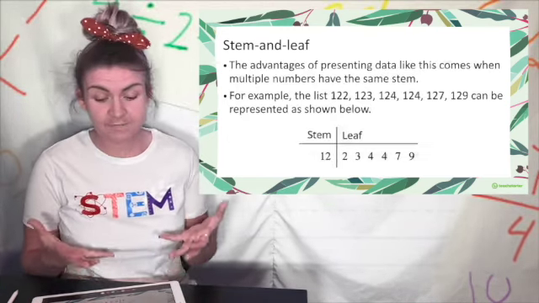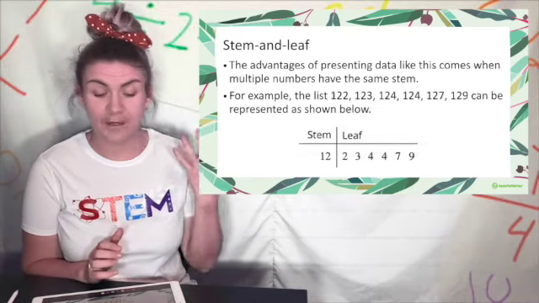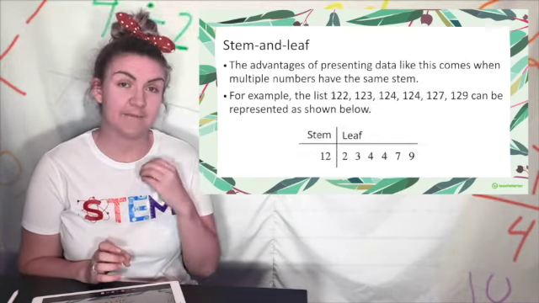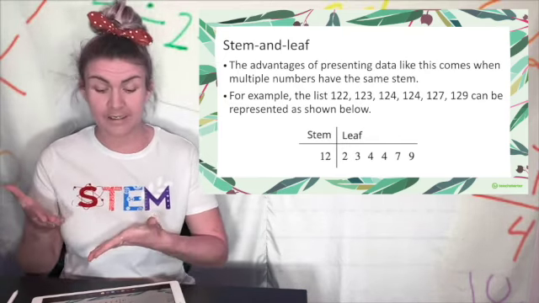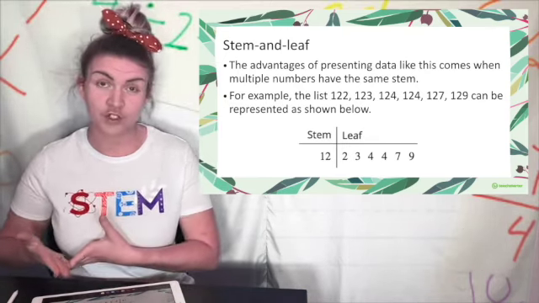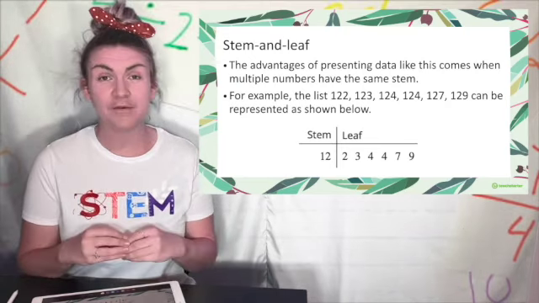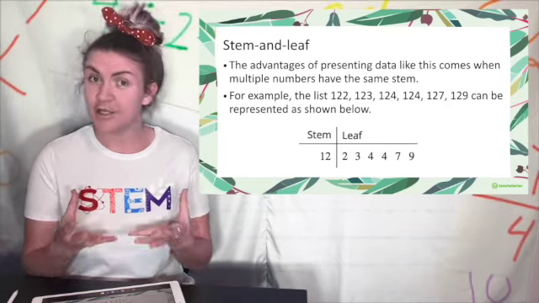The advantages of presenting data like this comes from when we have multiple numbers using the same stem. For example, this list of numbers, 122, 123, 124, 124, 127, 129, can be represented much more cleanly and simply using a stem and leaf.